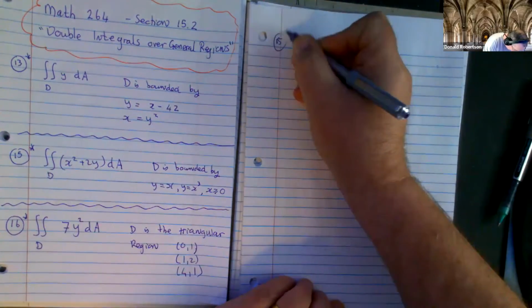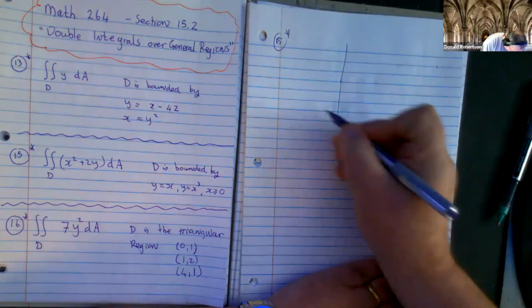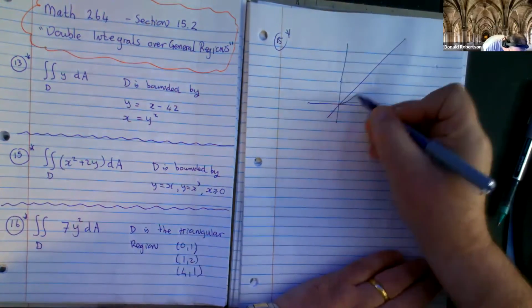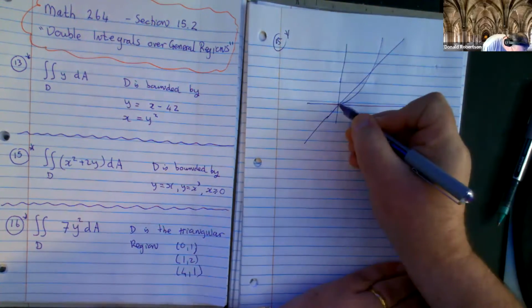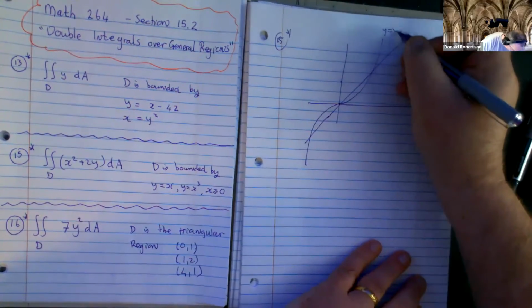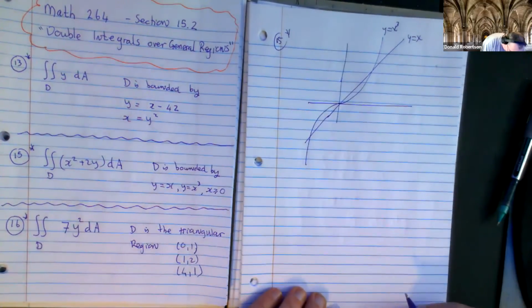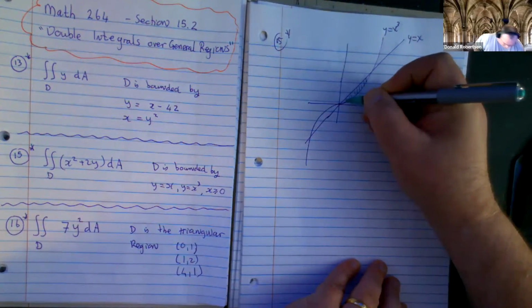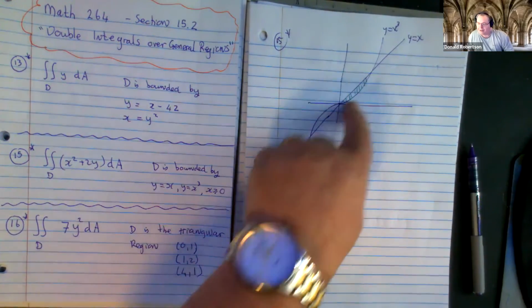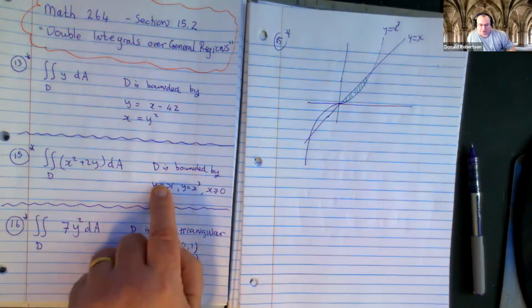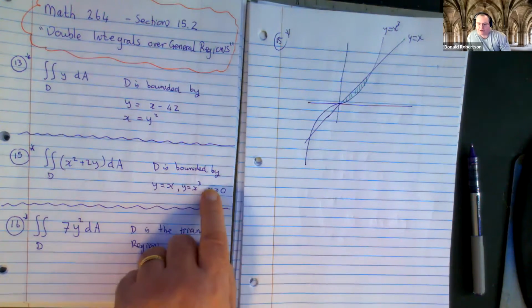Question 15, or a version of 15: the region D is bounded by y equals x, which is this line, and y equals x cubed, which is this curve. This one I'm doing by hand, but I could do it in Desmos. And it says x is greater than or equal to 0. If x is greater than or equal to 0, aren't you only talking about this half of the banana, not the whole banana?